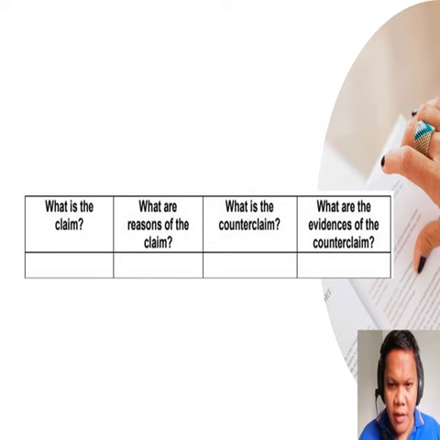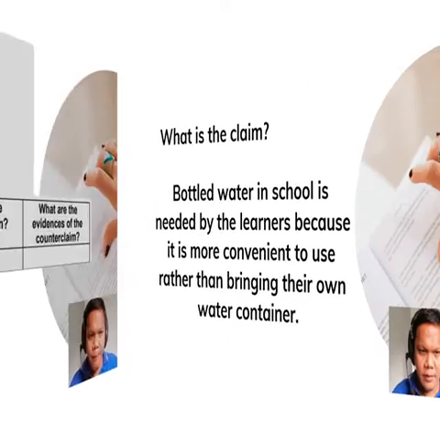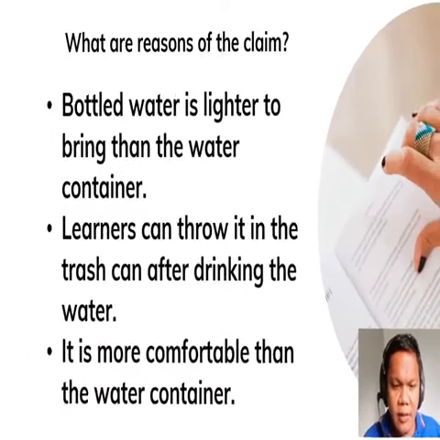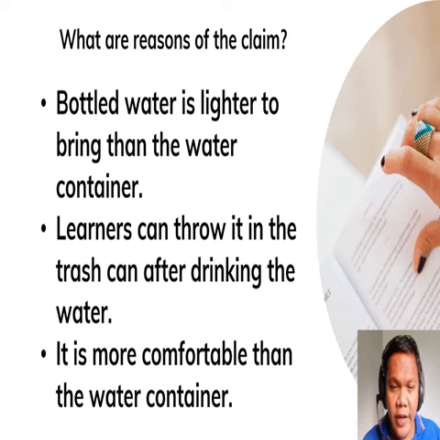If you think the time is not enough to finish answering the questions, you may pause this video and finish your activity. Once you're done answering your activity, you may now continue the video. Let us now check your answers. In number 1, what is the claim? And this is the answer. Bottled water in school is needed by the learners because it is more convenient to use rather than bringing their own water container. Please check your own answer.